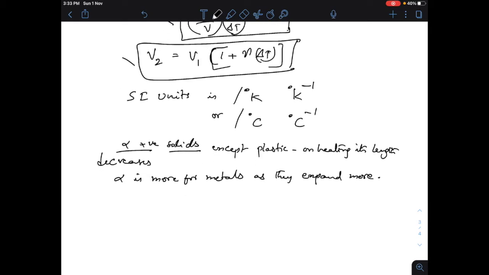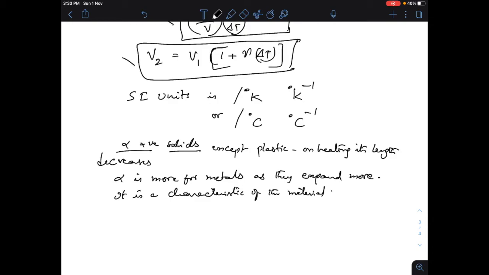So for a given material, for example iron or copper, will have more linear expansion. It is a characteristic of the material, and copper has more compared to glass. So you can see that it has more linear expansion.